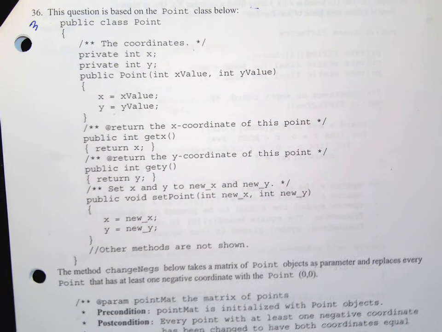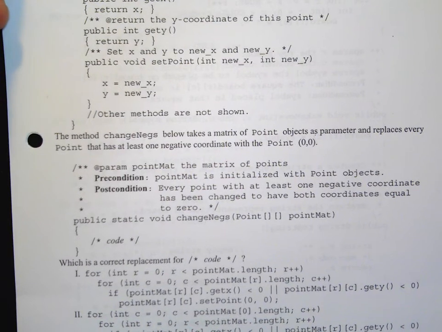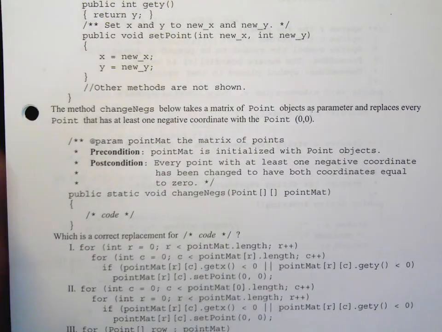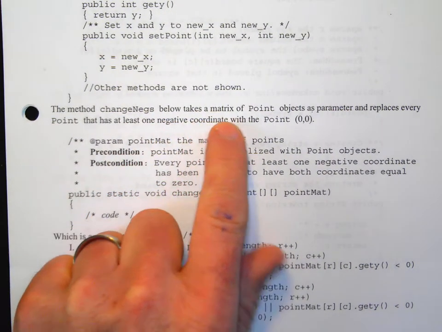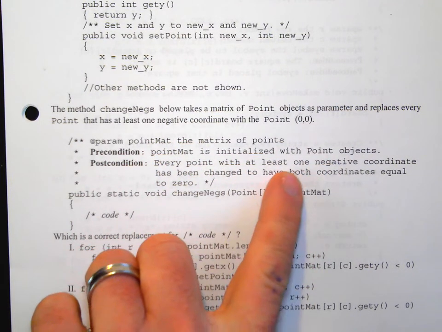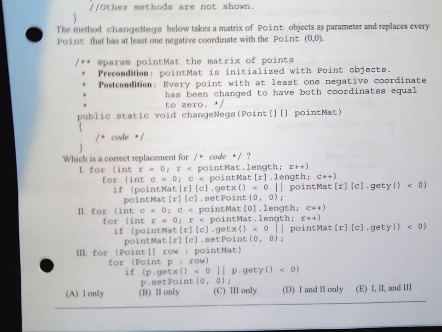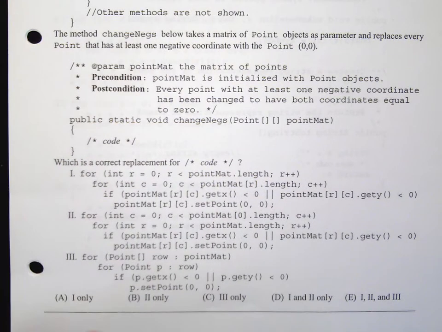The method changeNegs below takes a matrix of Point objects as a parameter, and replaces every point that has at least one negative coordinate with 0,0. So this is kind of like the negative 1D or the negative matrix getting replaced with zeros. The method changeNegs. Okay, let's see. Precondition, Point objects. Postcondition, all of them that have at least one negative coordinate get replaced with 0. Both coordinates get replaced with 0. So which is the correct replacement for the code to do this job?